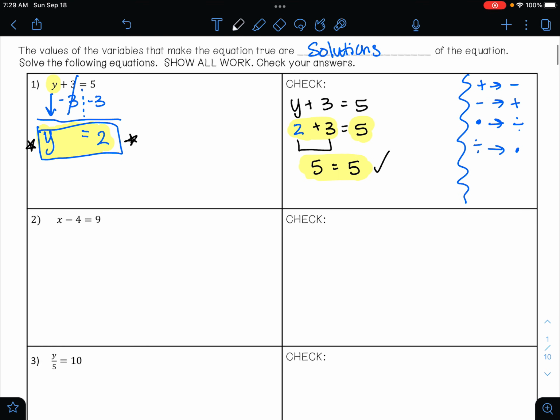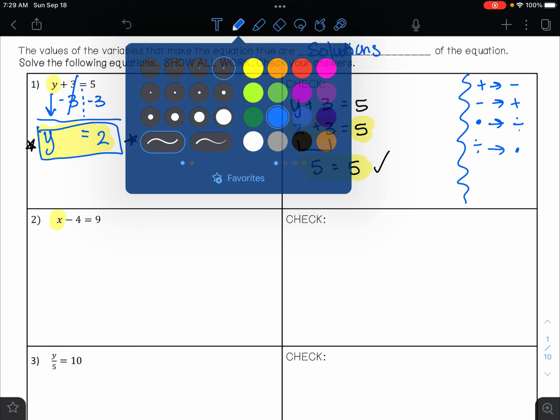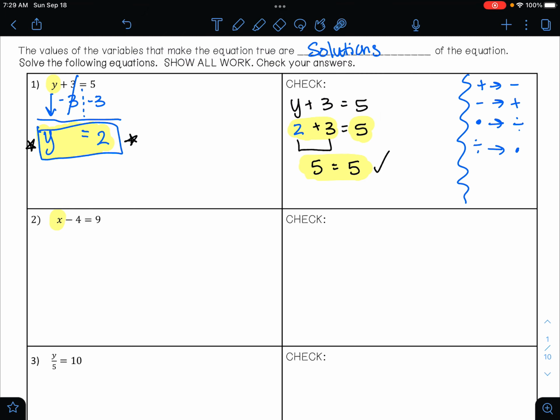Let's try this again with example 2. On example 2, we have x minus 4 equals 9. Our goal is to get x by itself. Right now, we are subtracting 4 from x. How do we undo subtraction? Addition. So I'm going to add 4 to both sides of my equation.